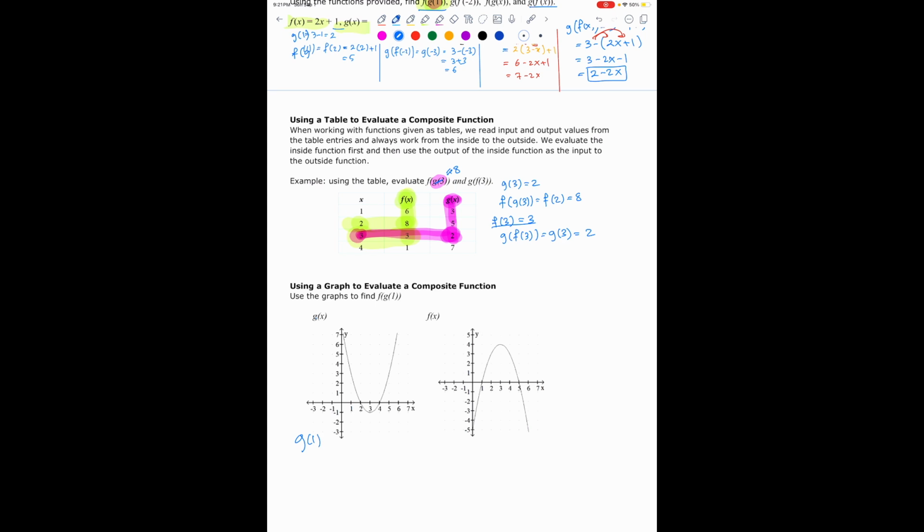So g of 1 from the graph, so when x is equal to 1, I'm going to put a vertical line, and then at the intersection, I will draw a horizontal line to find the value. So g of 1 is equal to 3, which means if I want to find f of g of 1, I want to find f of 3, basically, because I found g of 1 is equal to 3. So I will go to the second graph, and I will determine f of 3. So when x is equal to 3, f of 3 is equal to 4. So f of 3 is equal to 4, and that is basically the final answer for that question.